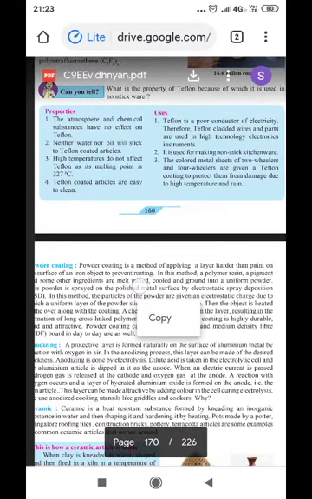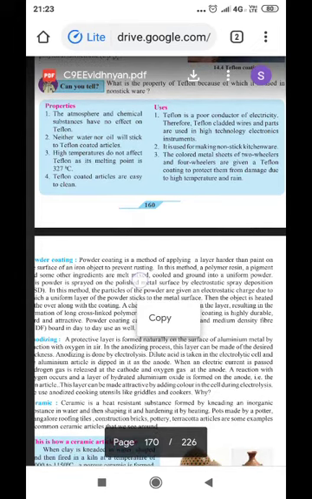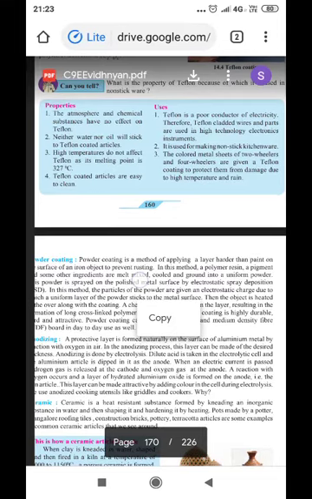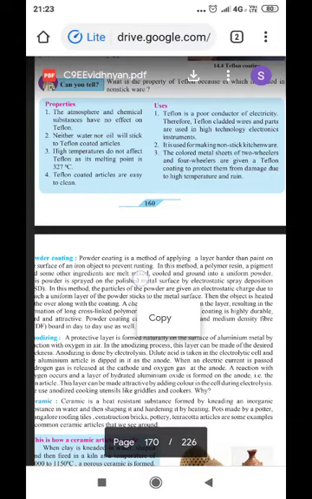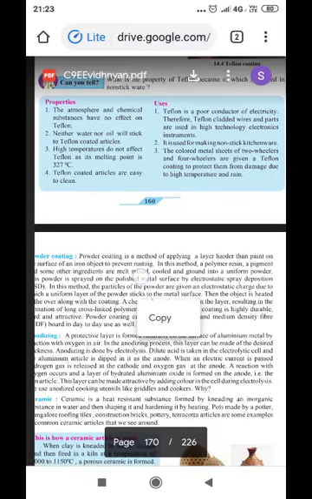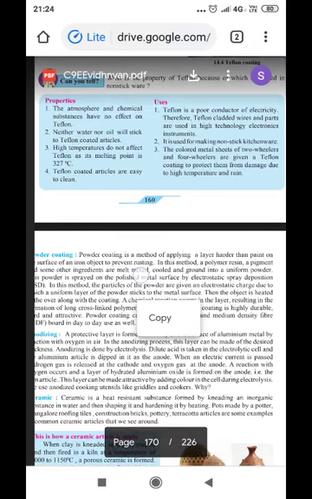The atmosphere and chemical substances have no effect on Teflon. Neither water nor oil will stick on Teflon coated articles. High temperature does not affect Teflon, as its melting point is 327 degrees Celsius. Teflon coated articles are easy to clean.